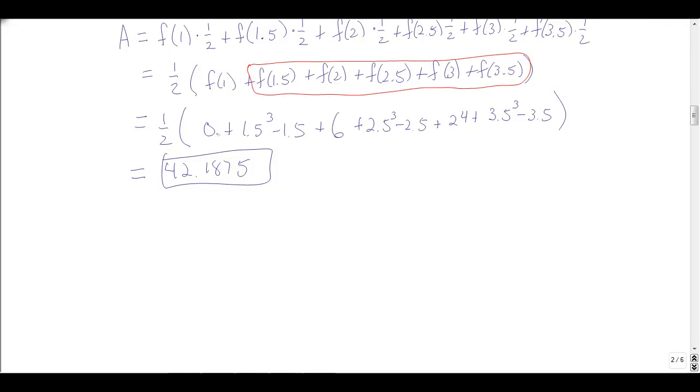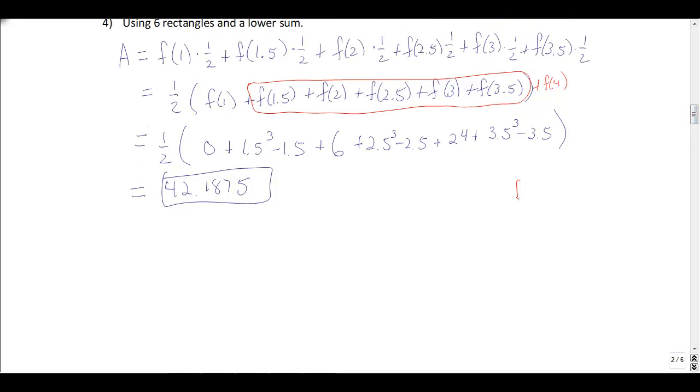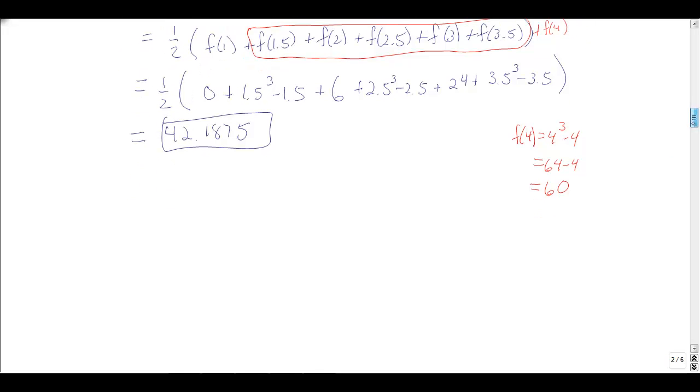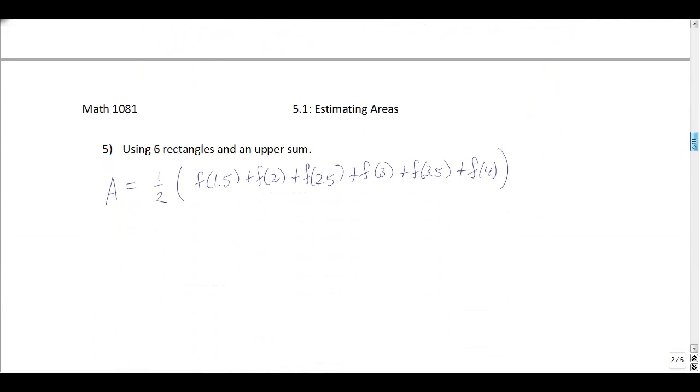Again, note f of 1 was actually 0. And so all we're really doing is adding f of 4. So we're going to add down here previous f of 4, which means we should get whatever we had here plus f of 4. And again, f of 4 is 4 cubed minus 4. That's 64 minus 4. That's just 60 here. So essentially, we're going to get this.